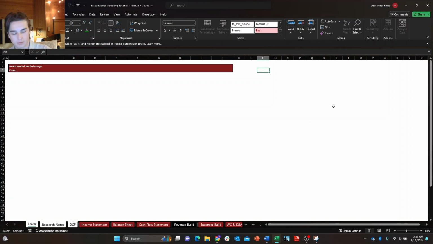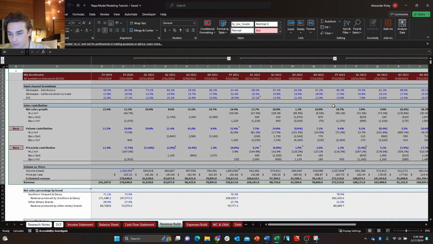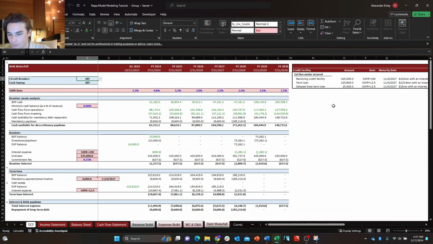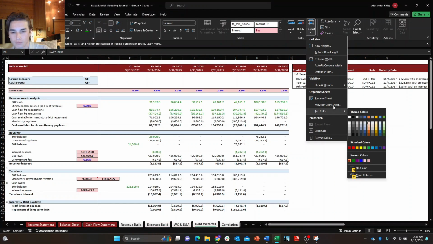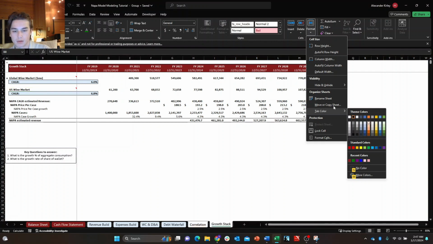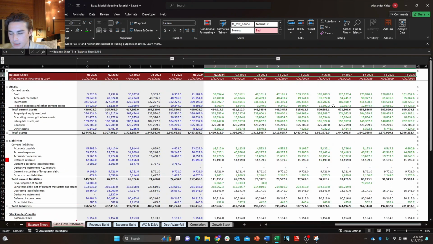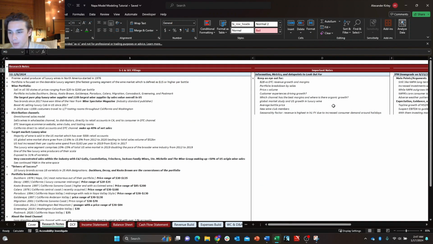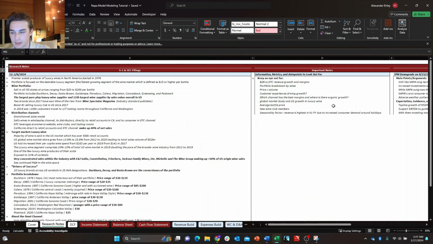Let's make it all white. Make it all blue. Let's make this some sort of gray. Right, so now things are a little bit easier to navigate, but let's get back to the whole idea of trying to create a singular button.